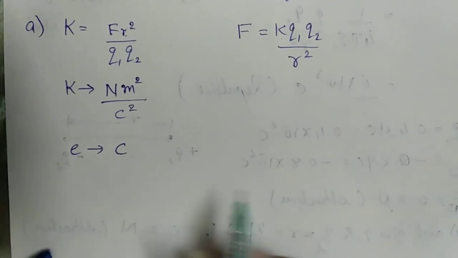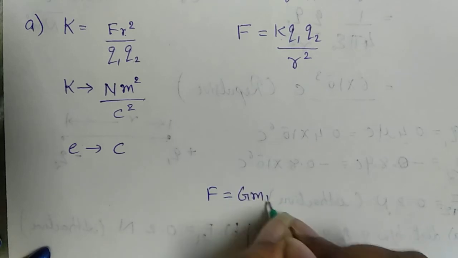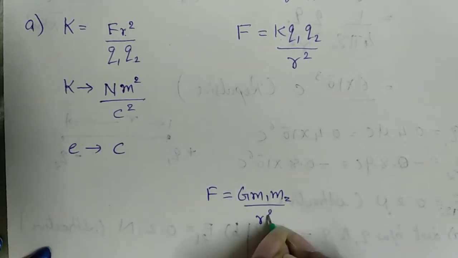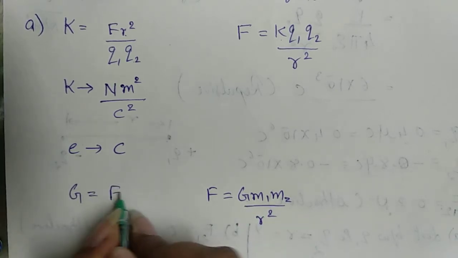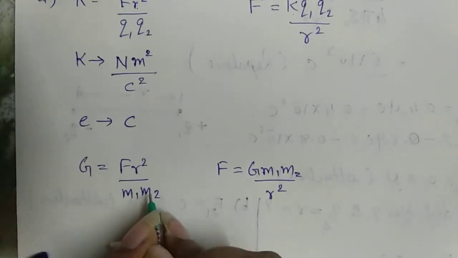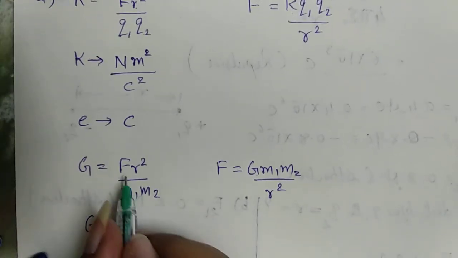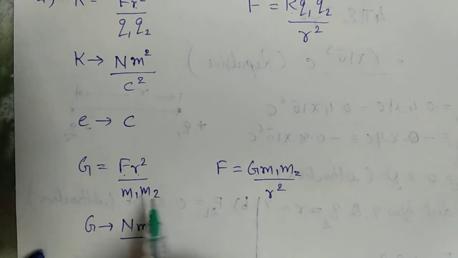So how will we obtain it? We have the formula F equals G m1 m2 upon R square. So from here we'll make G the subject of the equation, again like this only: F R square upon m1 m2. So from this I'll write down the unit of G. The unit of force is Newton, R square will give me meter square. This m1 and m2 were masses of the objects, so it will give me kg square.